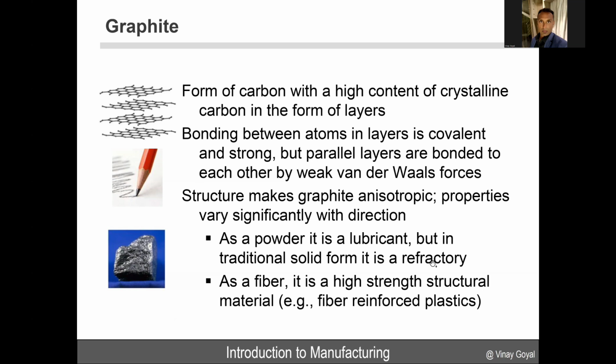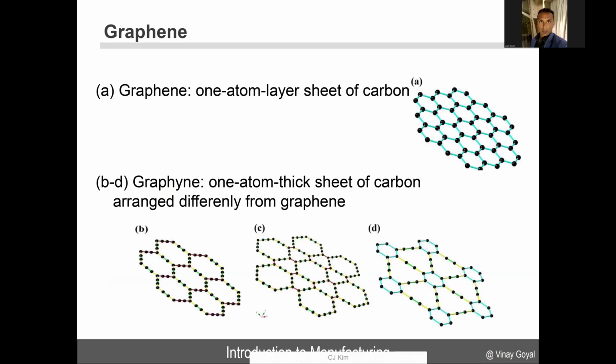So it has great high temperature applications. As a fiber, it is a high strength structural material. So graphite has a significant amount of value. You can see a pencil can be used here because each layer can detach from the next layer. In a temperature application, it can take high temperatures, and as a fiber, it can be a great reinforcement in a composite structure. Now, graphene is a one atom thick sheet of carbon.